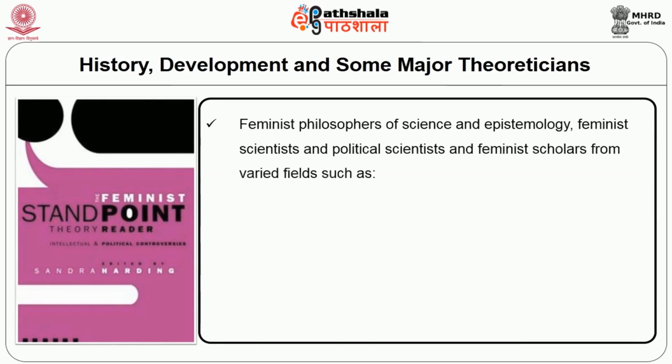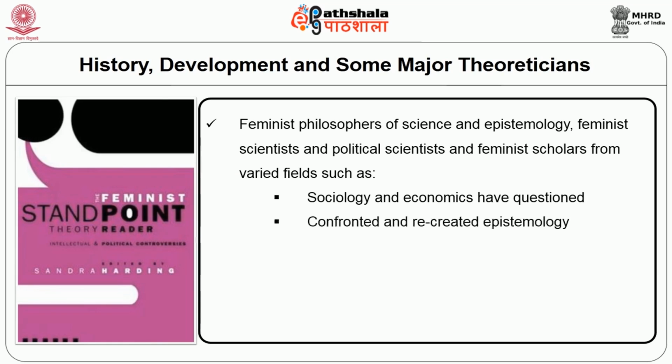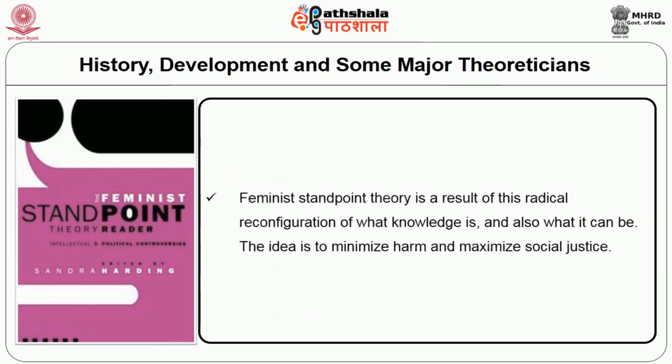Feminist philosophers of science and epistemology, feminist scientists and political scientists, and feminist scholars from varied fields such as sociology and economics have questioned, confronted, and recreated epistemology so that it embodies transparency, honesty, and social justice. Feminist standpoint theory is the result of this radical reconfiguration of what knowledge is and also what it can be. The idea is to minimize harm and to maximize social justice.